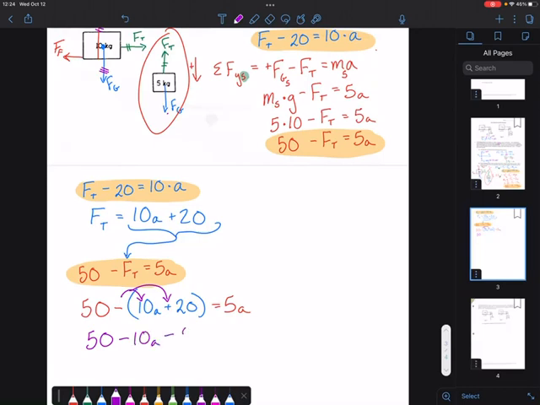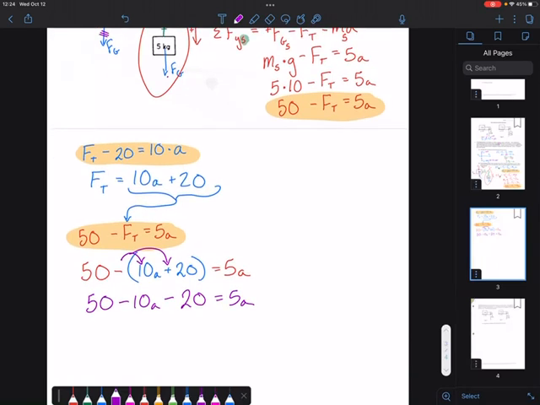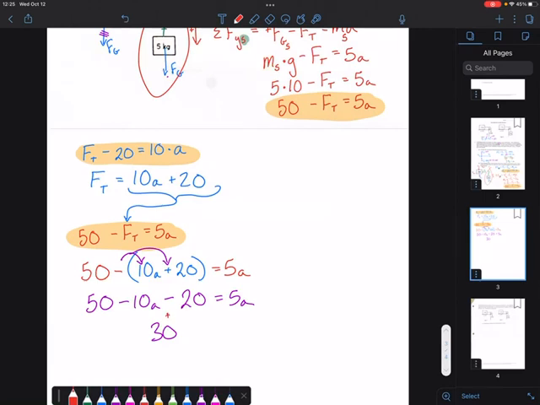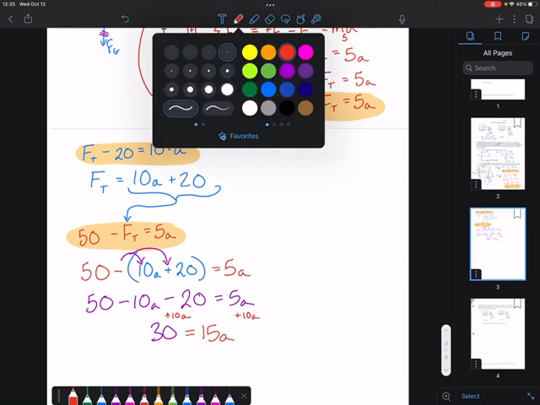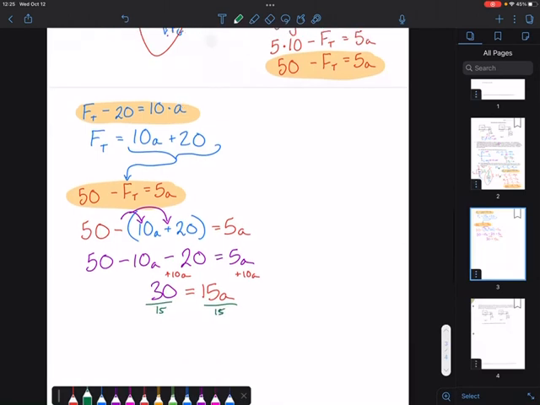So then 50 minus 20 is 30. And I can add 10A to both sides. And so that'll be equal to 15A. Divide both sides by 15 to get A equals 2. Yeah, I did do it. Yep, 2 meters per second squared. Okay, great. Yay!